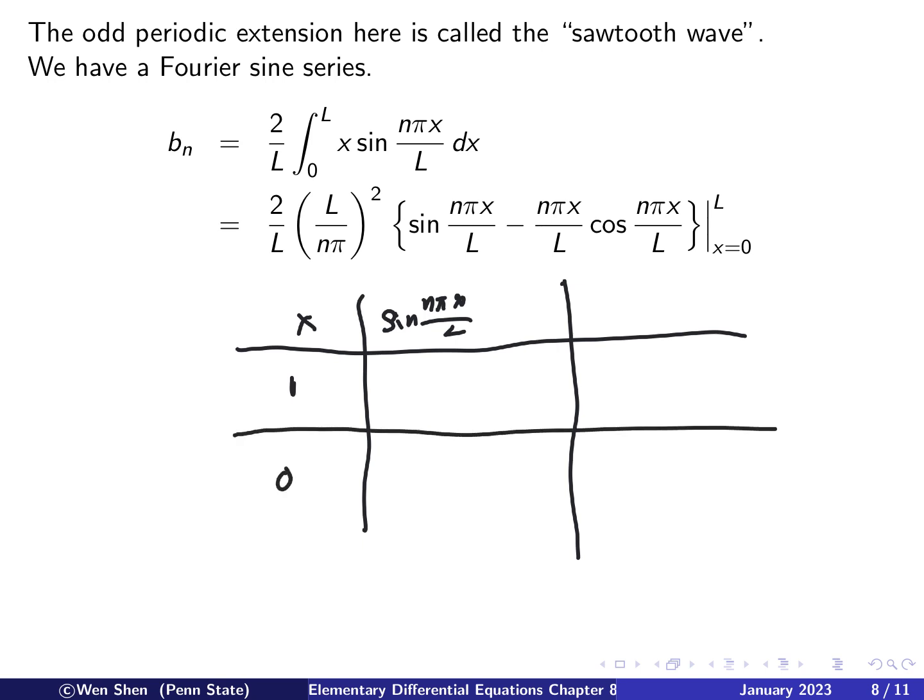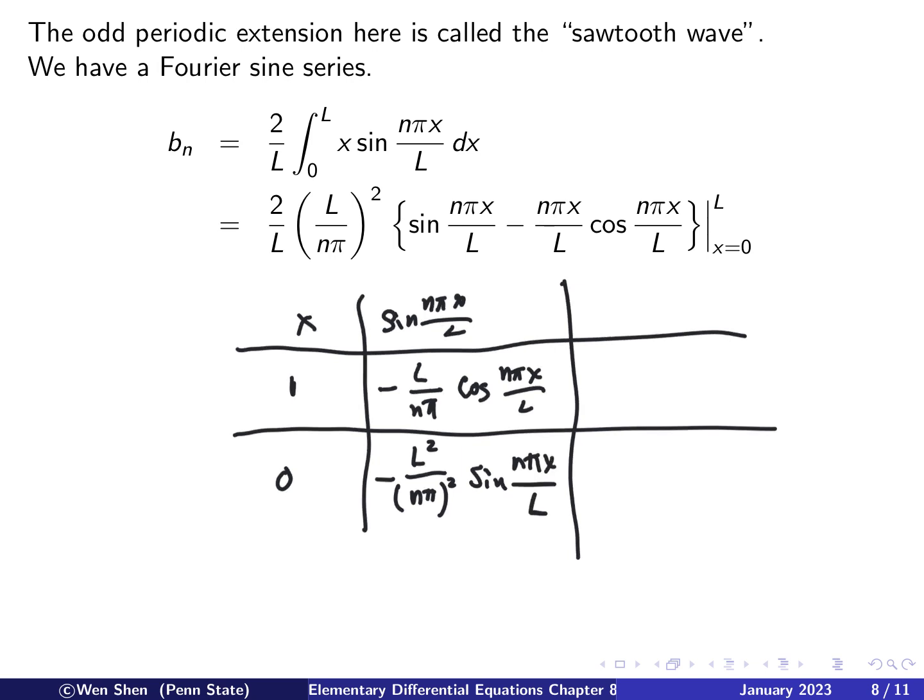And then I integrate the sine, which gives us negative cosine. Then I have negative constant L over n pi, so I'll get cosine n pi x over L. And then I integrate that one more time, and I'll pick up the constant again, so I get L squared over n pi squared, and I have the sine n pi x over L.